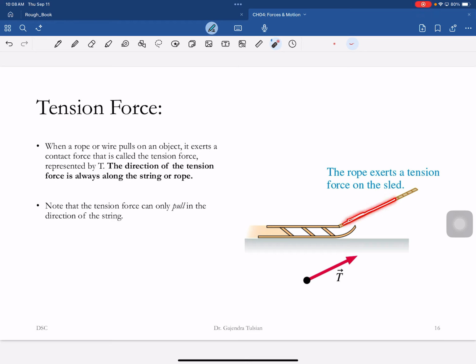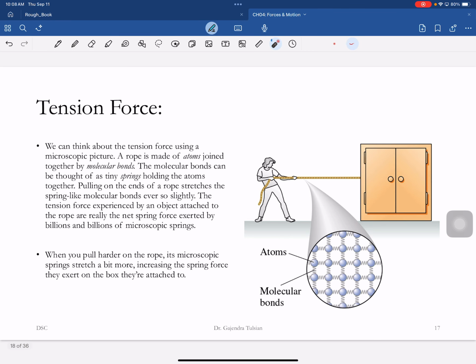Now here's the deal with the tension force. A tension force can only pull. You can't push an object with a rope. So tension forces can only pull in the direction of the string. Now let's look at how the tension arises. Here's the rope attached to this object, and you're pulling on this rope. Here's the model.